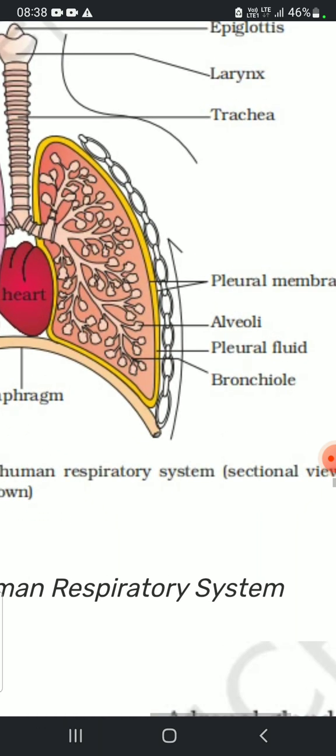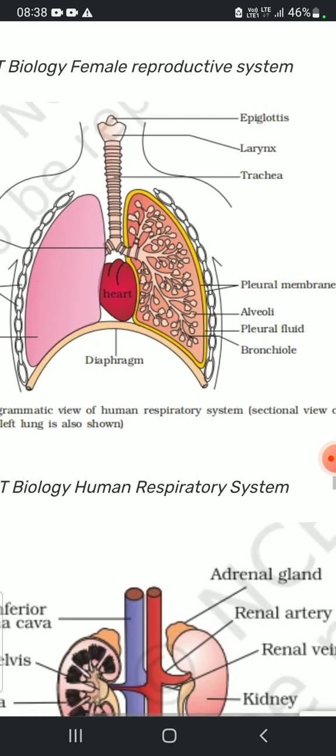Look at the alveoli and bronchioles carefully. Alveoli are given like a circular structure, and which divides into bronchioles. Then we have the pleural fluid is present between the pleural membrane.